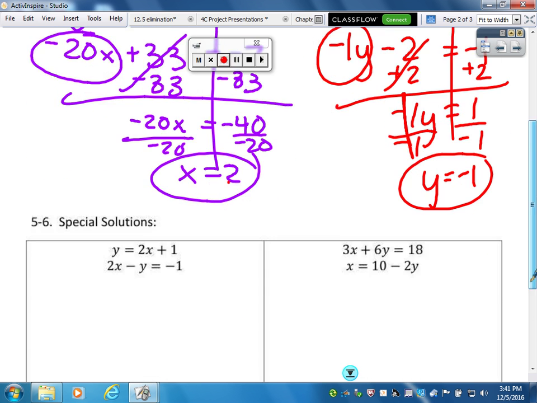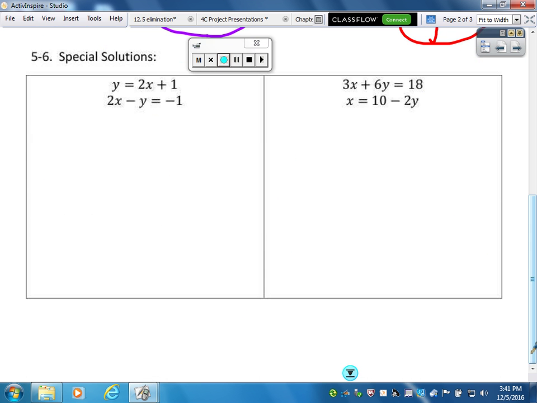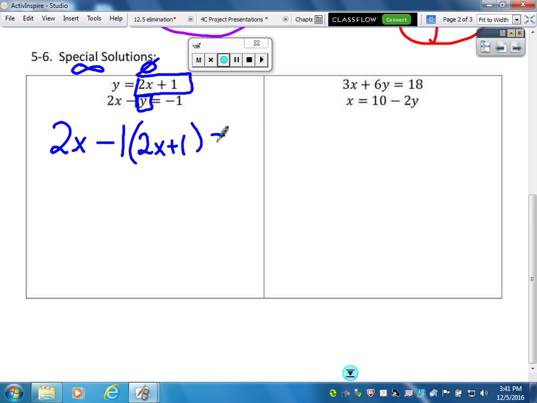All right, let's see what we've got here. We've got two special solutions. So what does it look like if we have an infinite solution or a no solution? Those are the two different special solutions. So I'm going to plug in my x, or my y value here, my 2x plus 1 for this y value. So I've got 2x minus, so that's a negative 1 there, don't forget about that, ninja 1 right there. 2x plus 1, and that should be equal to negative 1.